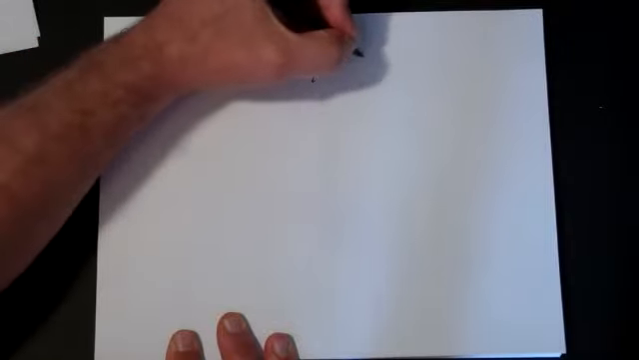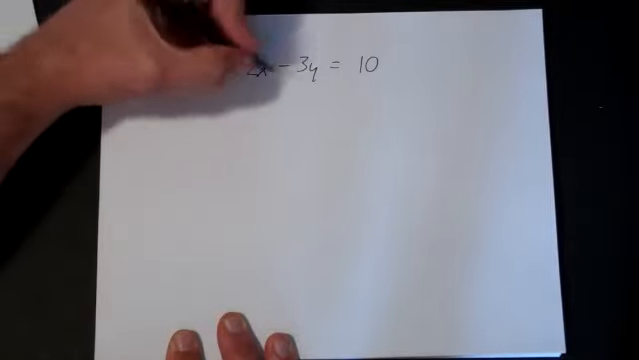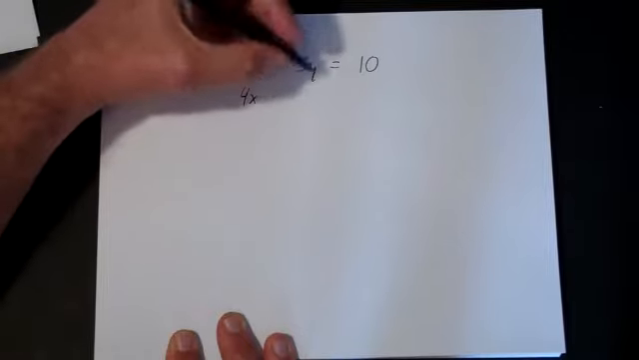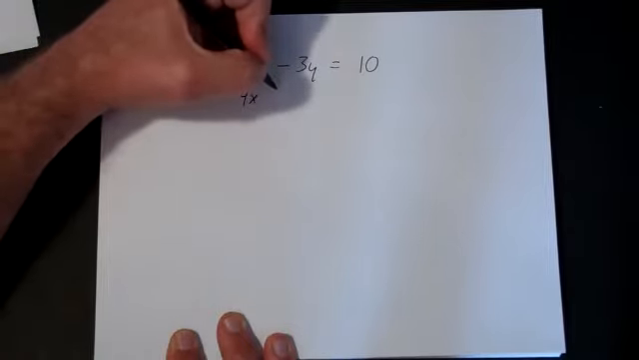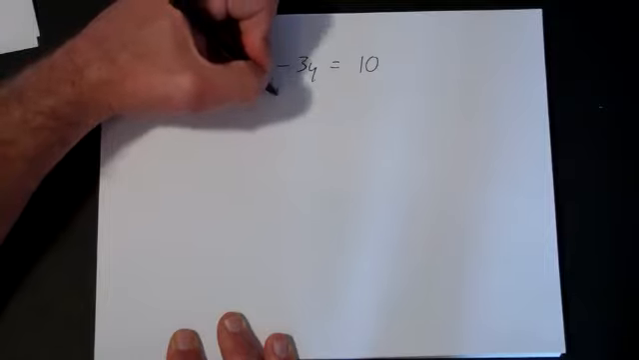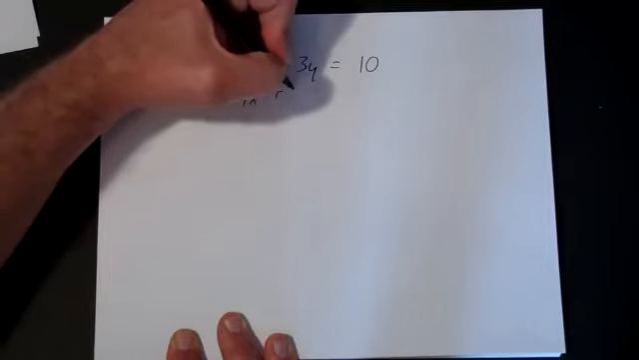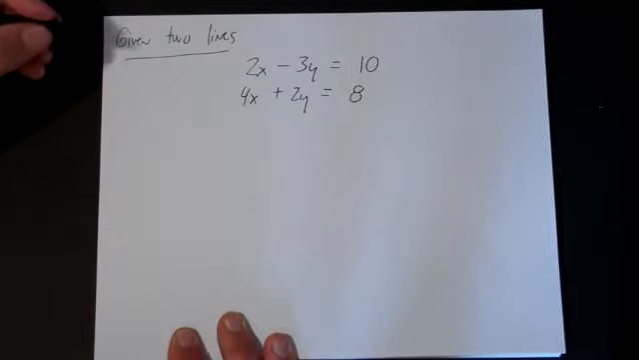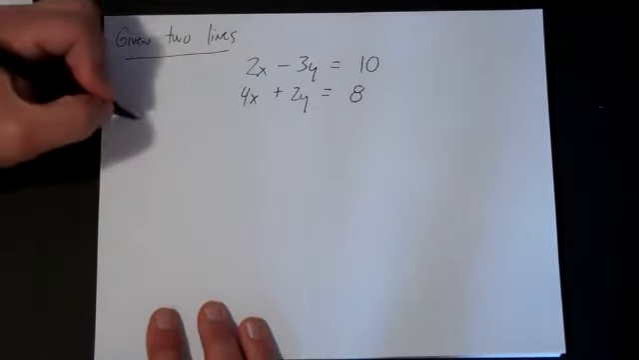Let's say you're given two lines. 2x minus 3y is equal to 10. And 4x plus 2y is equal to 8. Determine if they're parallel, perpendicular, or neither.